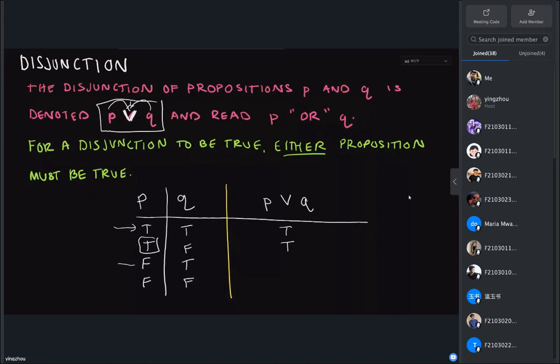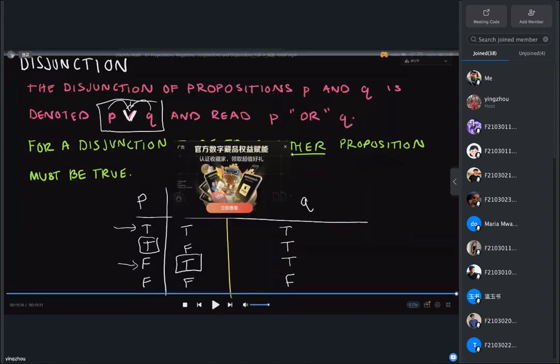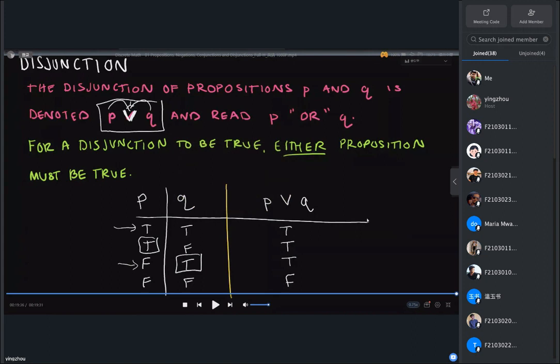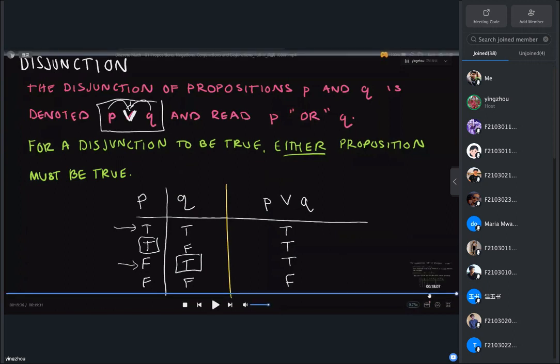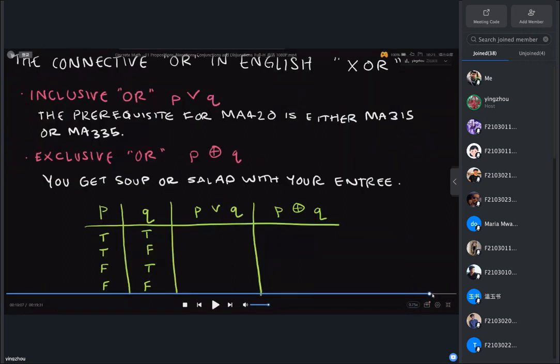If P is false, but Q is true, P or Q is still true because Q was true. So the only false value I'm going to have is where both P and Q are false, because neither one is true, and for the disjunction to be true, either proposition has to be true. So here, you will find these two symbols, and the first is the and.